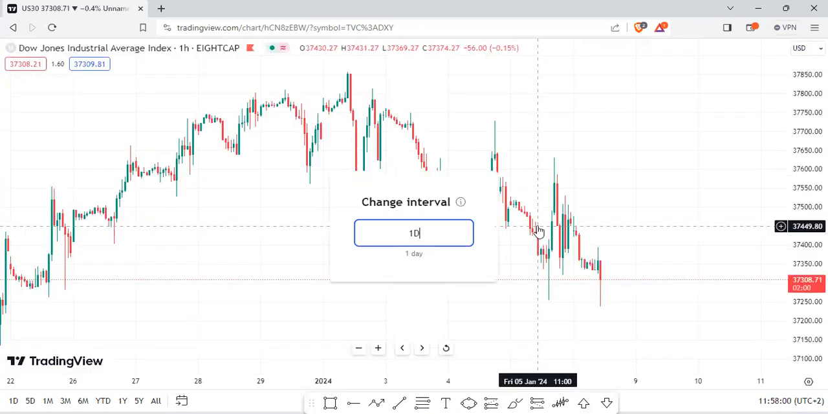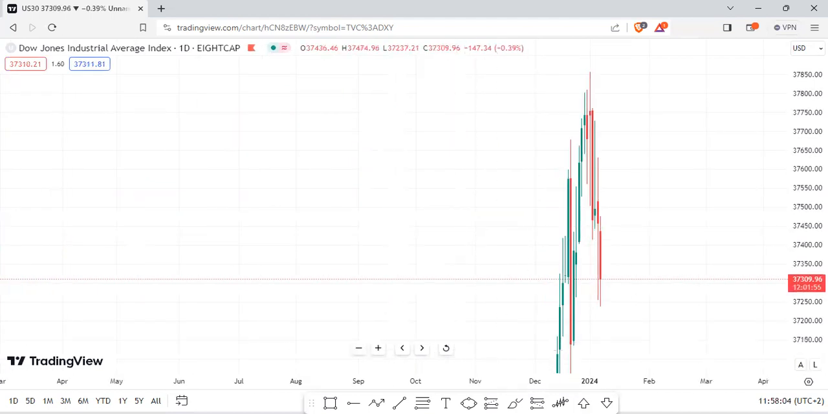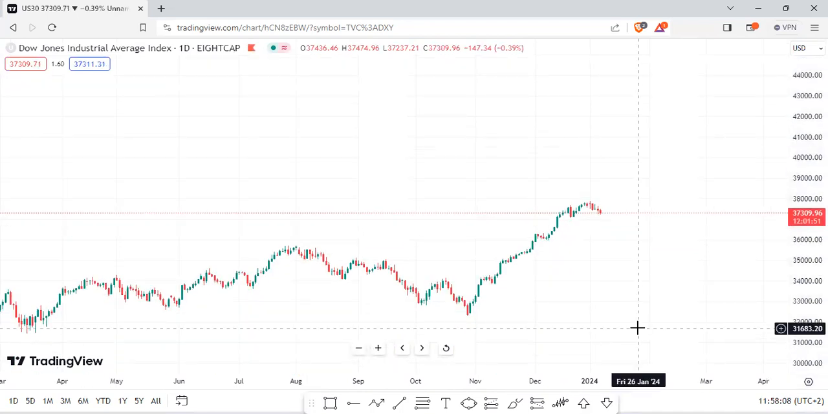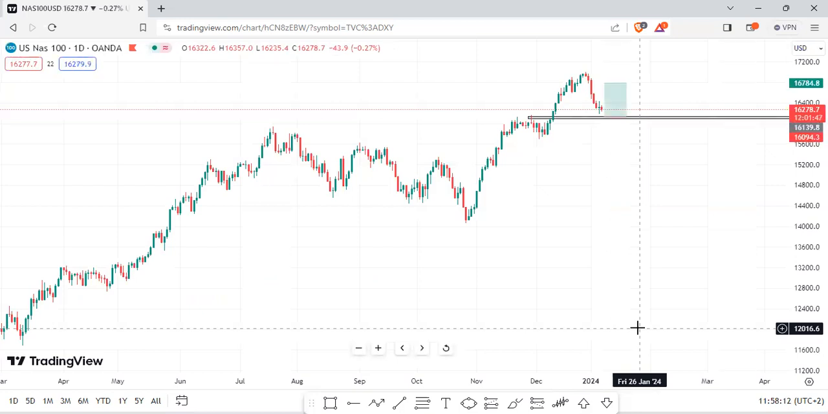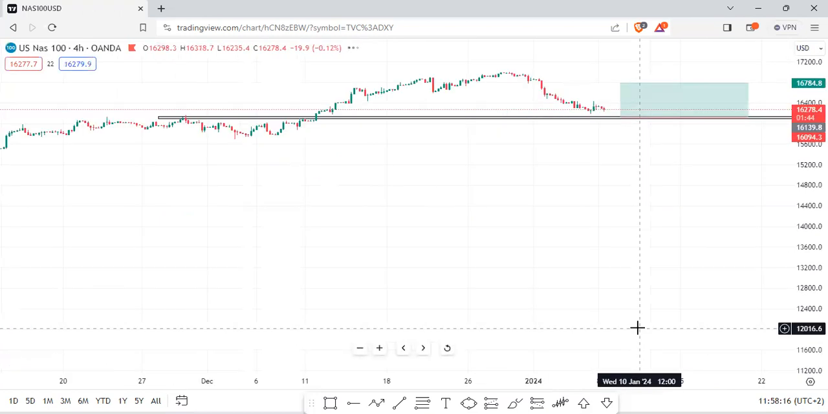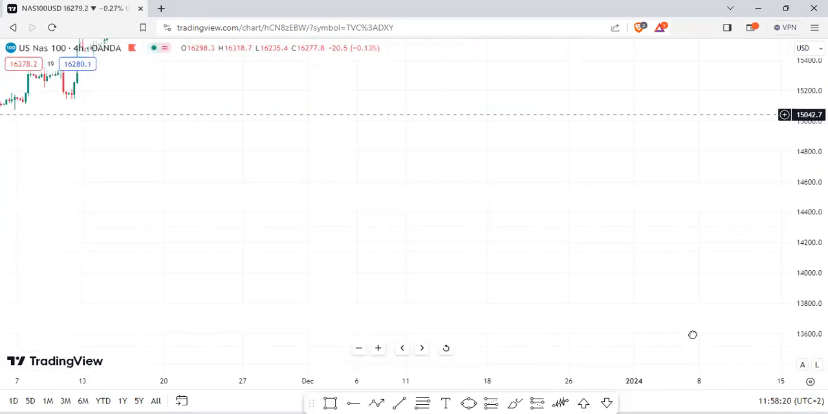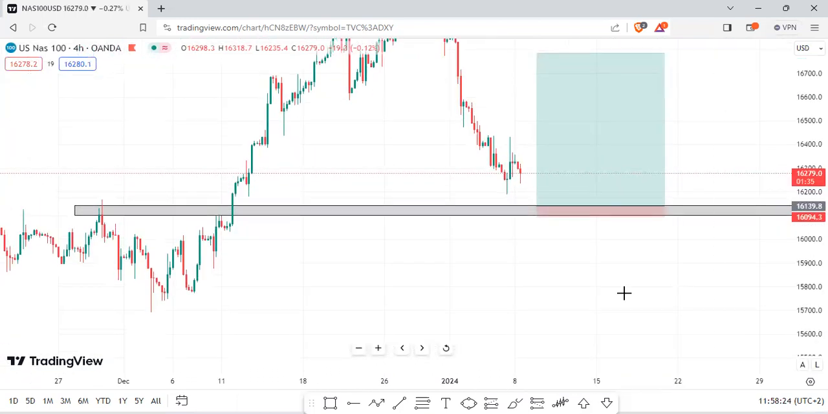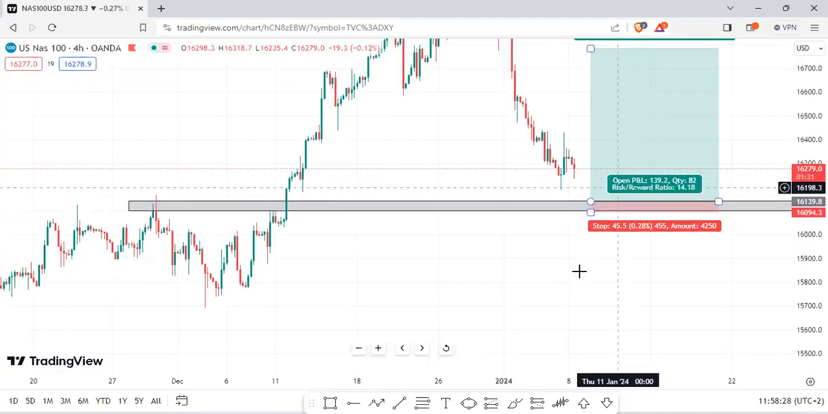I have nothing on the Dow Jones. I haven't traded Dow Jones in quite a while. Then we have the Nasdaq. The Nasdaq, I'll show you the setup that I'm looking at. I'm looking at something like that on the Nasdaq, risking 45 points.